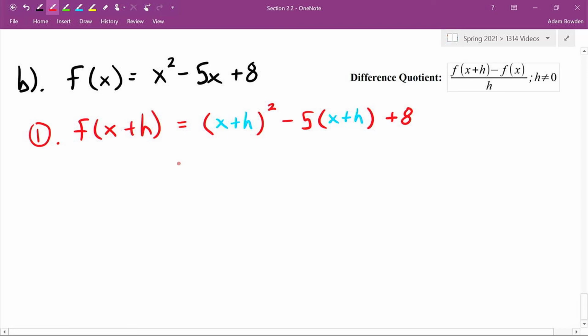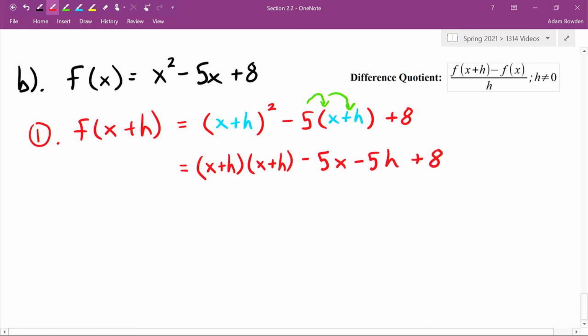Okay, the tricky part here is where we have x plus h raised to the second power. Keep in mind that when you take x plus h to the second power, it means you're multiplying it by itself. So it would look like (x plus h) times (x plus h). To save a step here, I'm going to go ahead and distribute this negative 5 into the parentheses, making it into negative 5x minus 5h. And then at the very end, we have a plus 8.